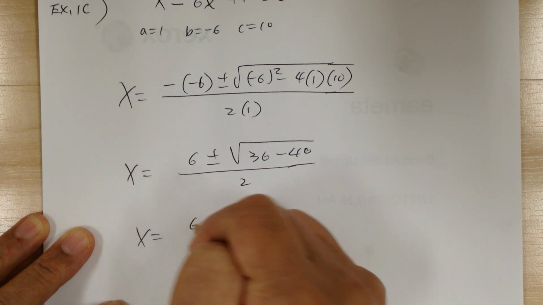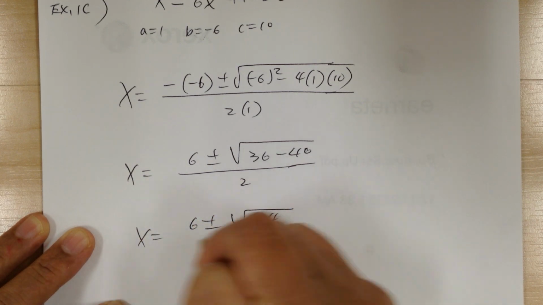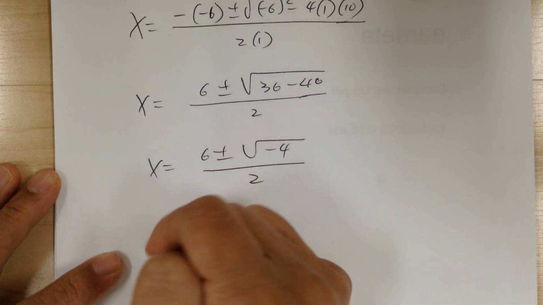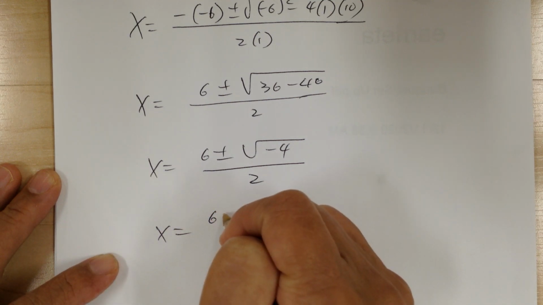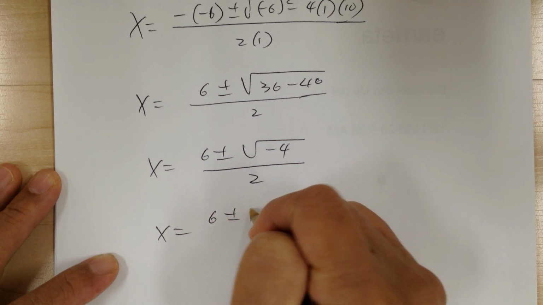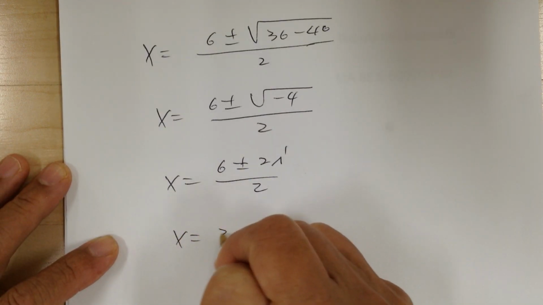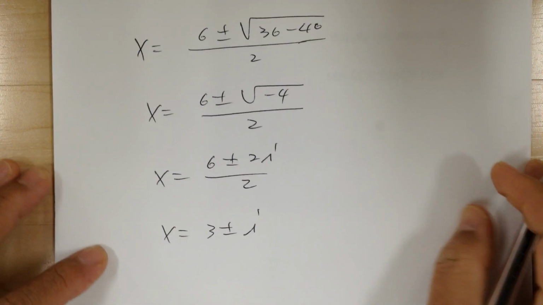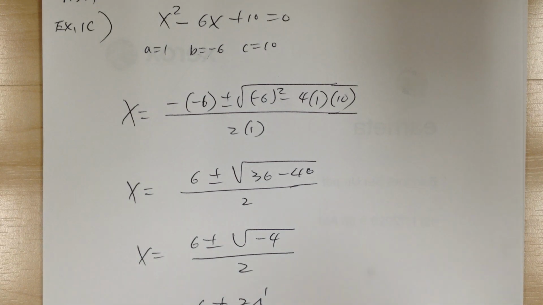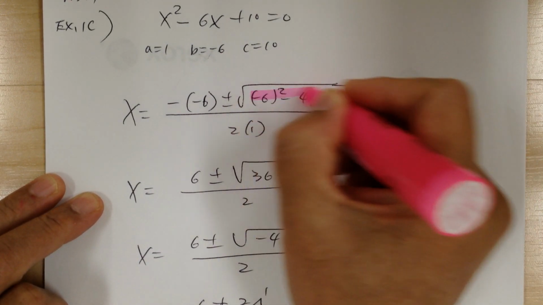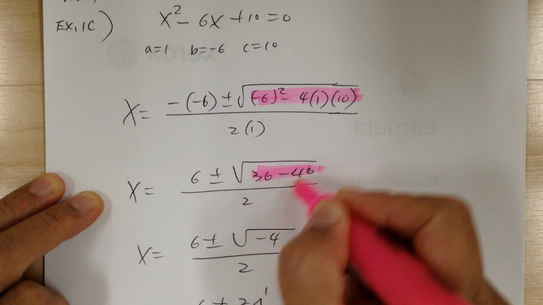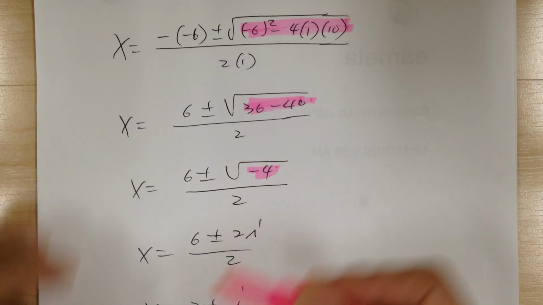So x will equal to 6 plus or minus square root of negative 4 over 2. Okay, and then you simplify, so equal to 6 plus or minus 2i over 2. And so x equal to 3 plus or minus i. Okay, so again, remember, the inside part, this is your d, right? That's a d part.